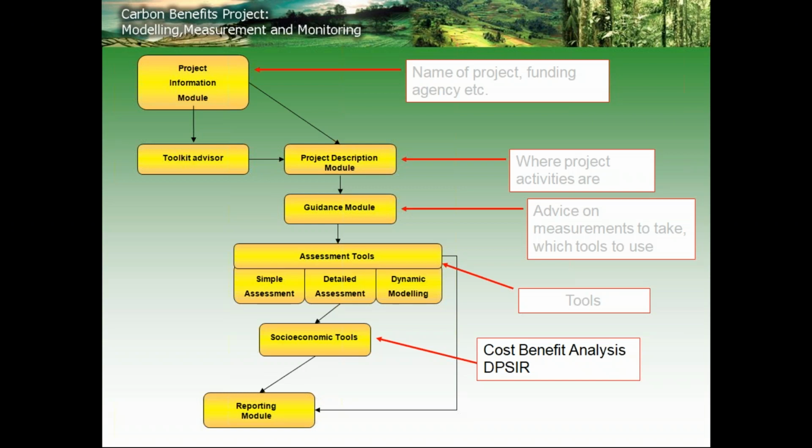And so we have a simple cost-benefit analysis, and then we have an online version of the DPSIR. This is a qualitative tool which allows you to look at the drivers, pressures, state, impact and response. It's basically a way of considering what the barriers to people adopting particular land management activities might be.